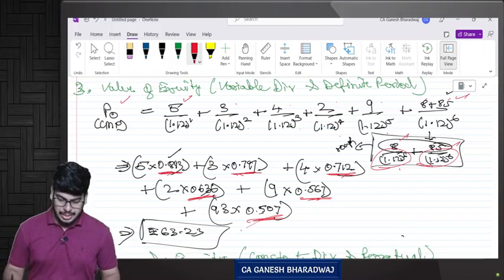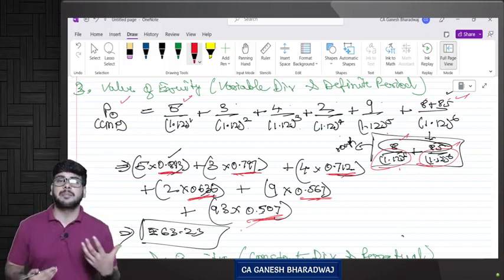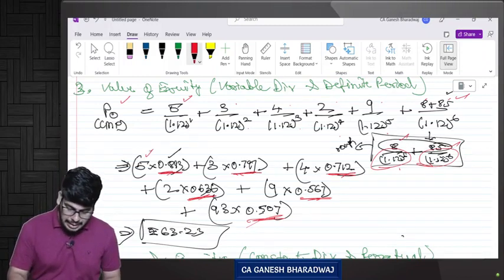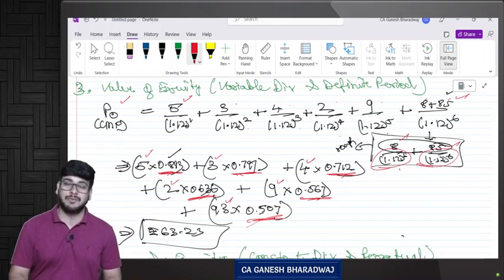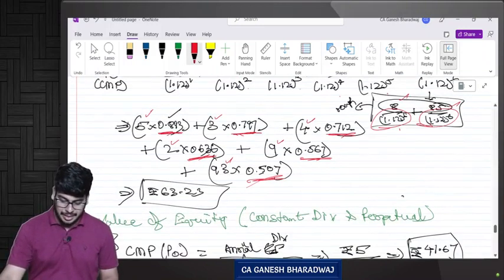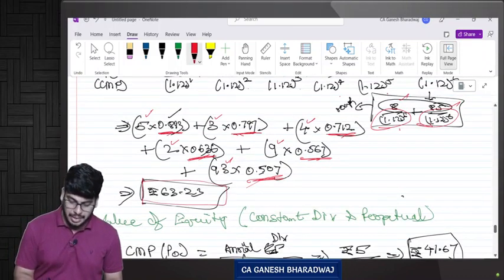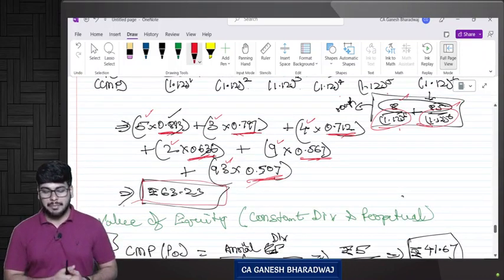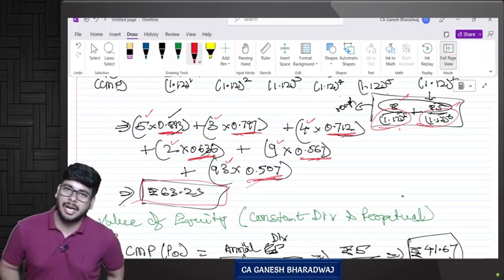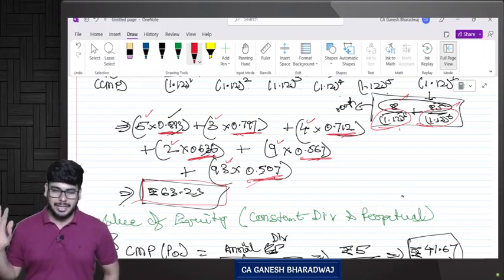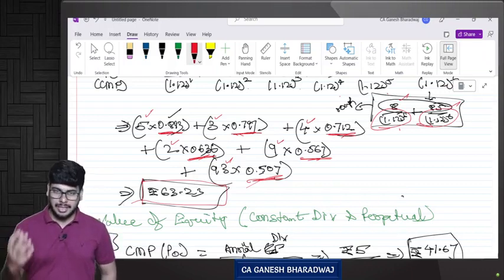Are you clear with this? So year wise you calculate the present value interest factor, multiply with the respective cash flows, and finally you arrive at the value. The current market price of India Cements is going to be 63.23 rupees. Are you clear with this? So basically the current market price is nothing but P0.